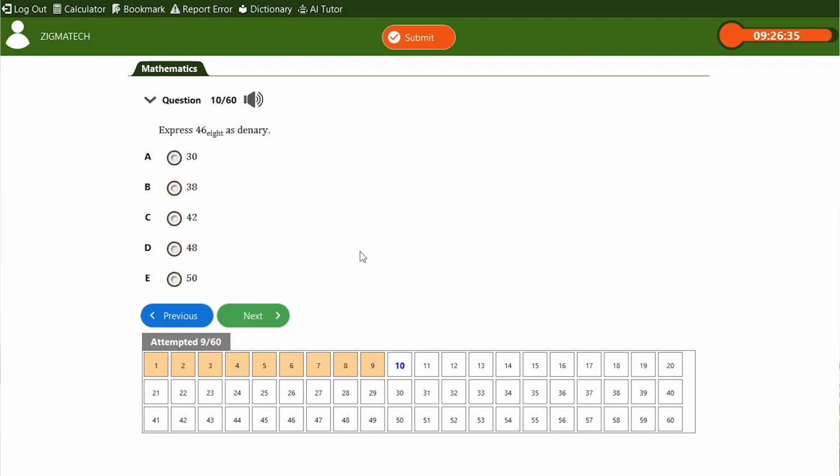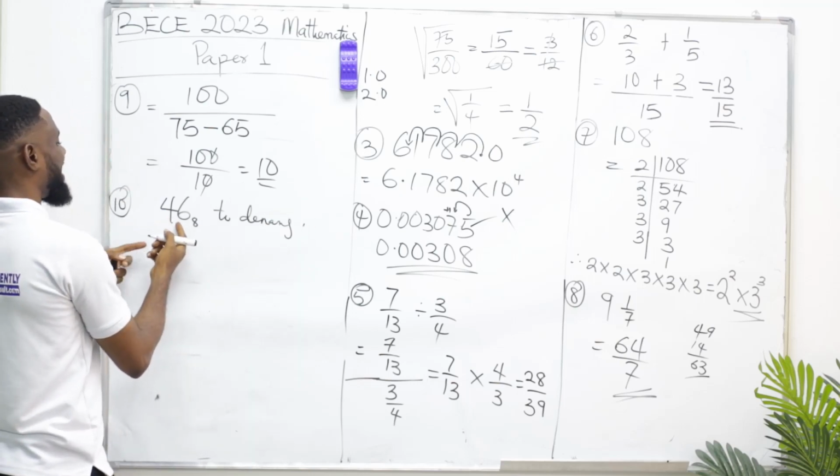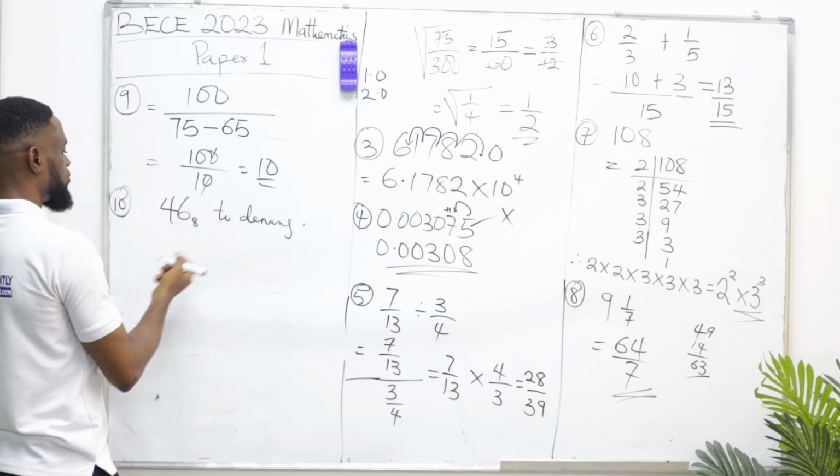All right? So this one says express 46 in base 8 as a denary. So convert to base 10. That is what they mean. Convert 46, which is a number in base 8, to a number in base 10, to denary. Is that okay now? So what we do is number 10, 46 in base 8 to denary. So, all right, we expand this in base 8, then it will give us what we are looking for.